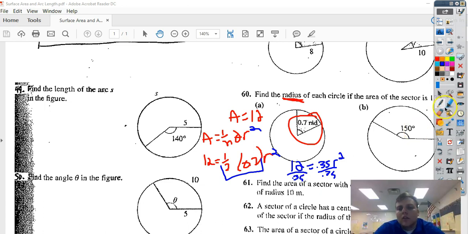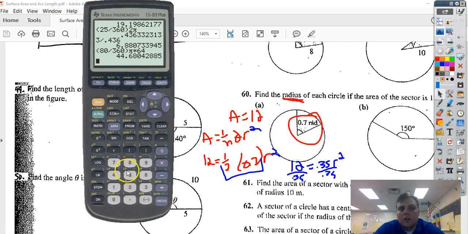Alright, so I divide 12 divided by 0.35, press enter, and I get 34. And then what am I going to need to do to that number? Square root it. That's right, to get r by itself, I'm going to need to square root it. And I get 5.9. So r is approximately 5.9. Okay, I suggest you stop and try B on your own.